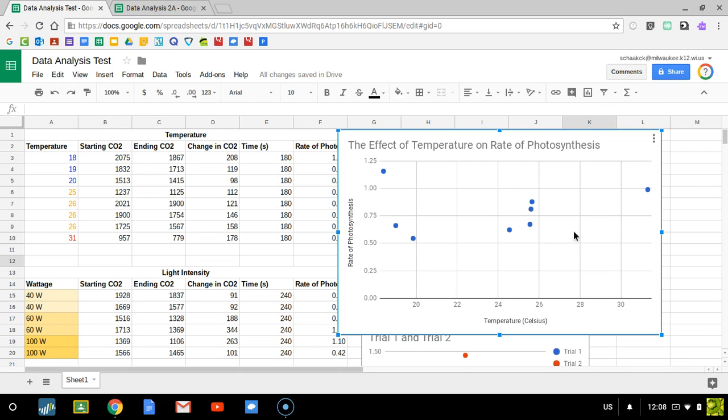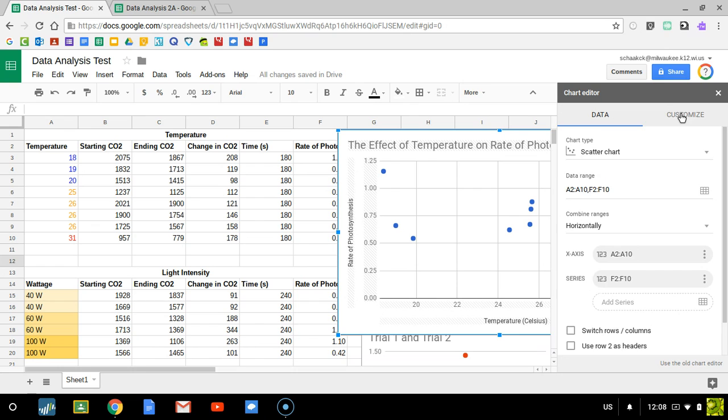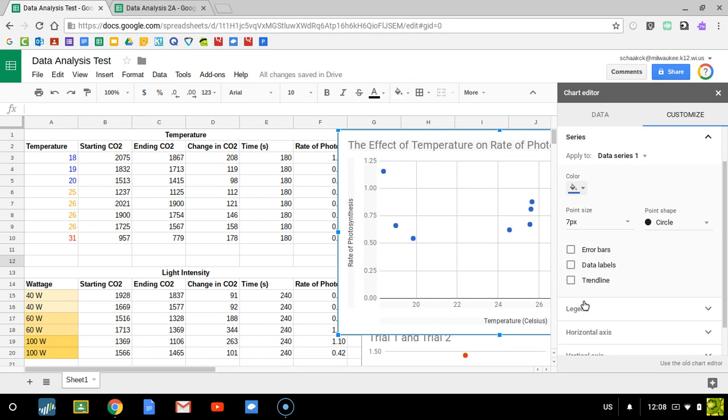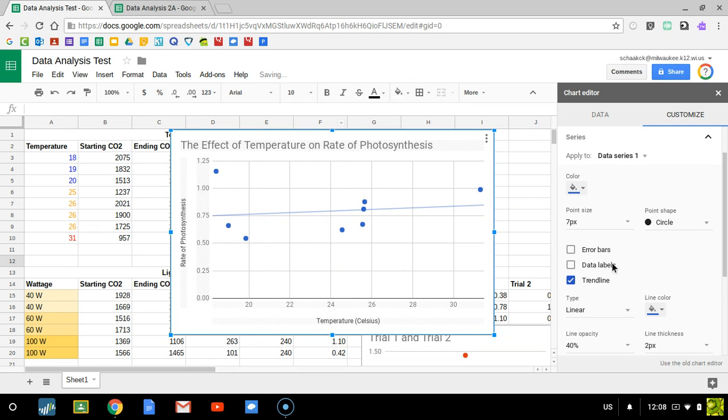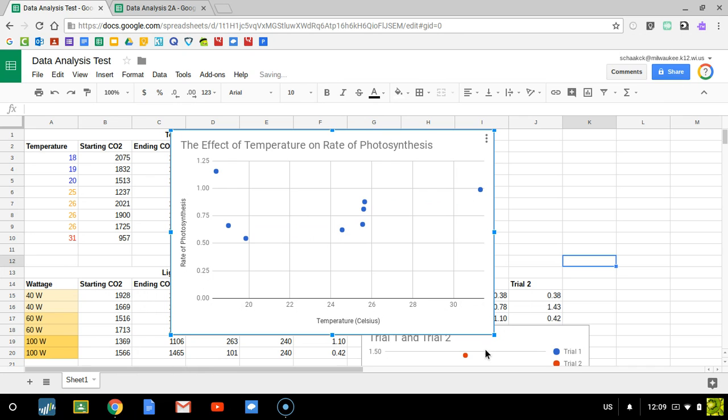I can go through, I can identify any trends if I really wanted to. I can click again, go to customize. Series, I can try to apply something called a trend line to it, and I can change it around and just kind of see if there's any sort of pattern or trend or relationship that I'm seeing as temperature increases or as temperature decreases, what's happening to this rate. Okay, so my first graph looks good. This can go right into my lab report.